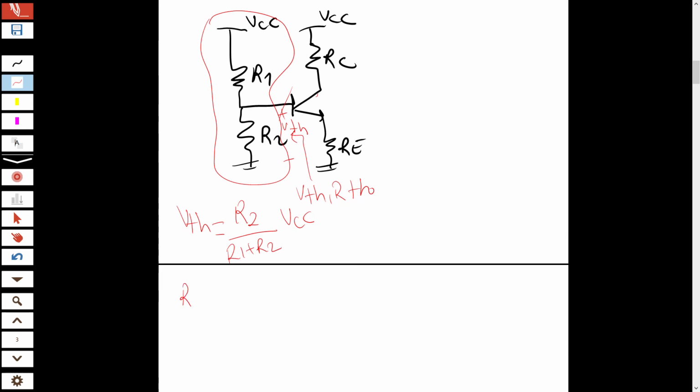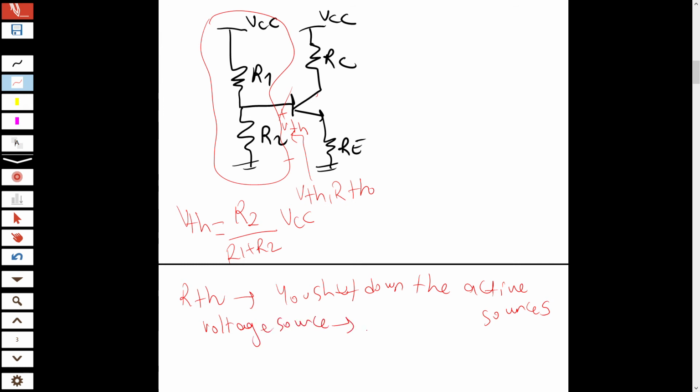So what is RThevenin? How do we find RThevenin? Remember, when you find an equivalent resistance, you shut down the active sources. What do I mean by this? If there is an independent voltage source, you make it short-circuited. If you have an independent current source, you make it open-circuited.